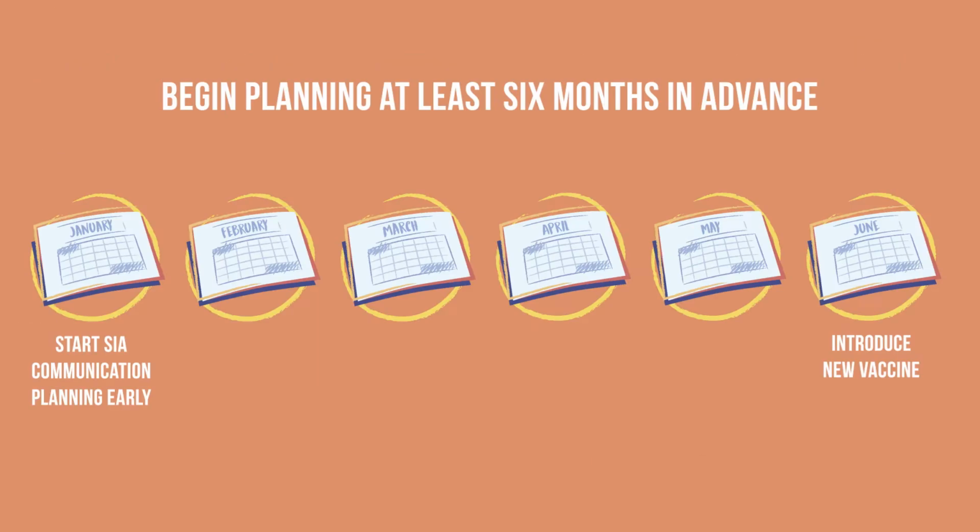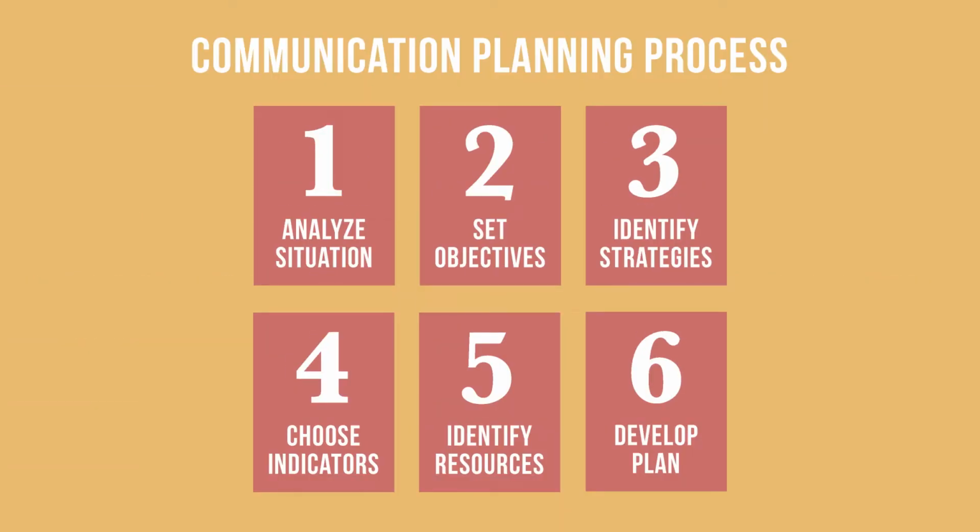Planning communication for a new vaccine begins at least 6 months in advance. While some strategies are developed at the national level, as a district or subnational manager, you will need to ensure that communication activities are correctly planned, implemented, and monitored in your district. When planning communication for new vaccine introduction, follow the same process you would use to develop any communication plan.